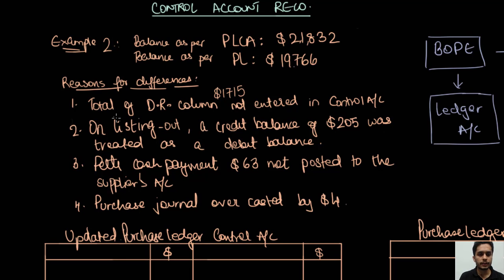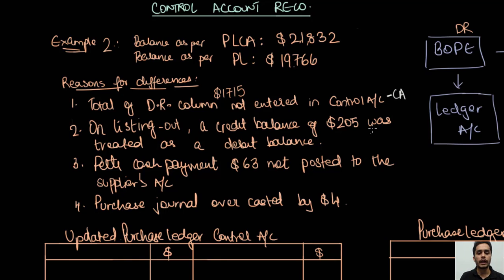Our first error here is that the total of the discount received column of 1715 was not entered in the purchase ledger control account. So in the books of prime entry, the total of the discount received column was taken in the cash book that had to be transferred to the purchase ledger control account but was not transferred. So obviously it will affect your control account. But will it affect any of the purchase ledger accounts? No, because the total of the discount received column is not entered anywhere in any account in the purchase ledger.